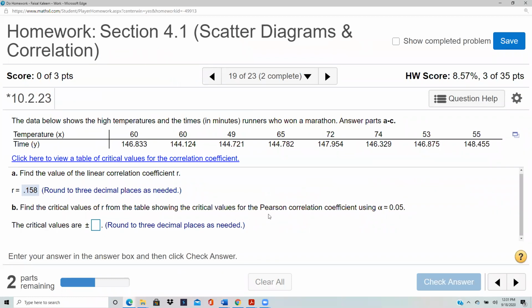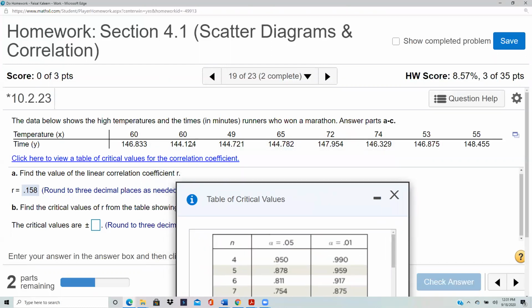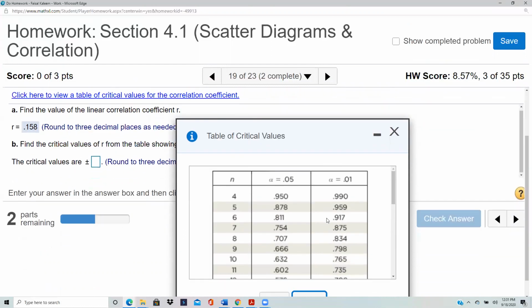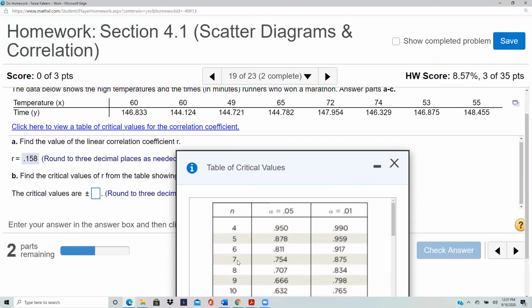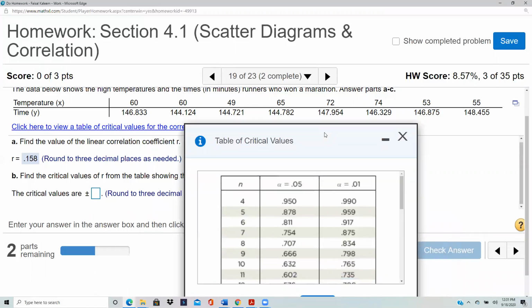Find the critical values of R from the table showing the critical values for the Pearson correlation coefficient. So the critical values table is over here. If you look at the table, the first column, n, means how many data points you have. So here I see 1, 2, 3, 4, 5, 6, 7, 8 data points. So I will look corresponding to n equals 8, and they say look for alpha equals 0.05. So n equals 8 and alpha equals 0.05 gives me 0.707.